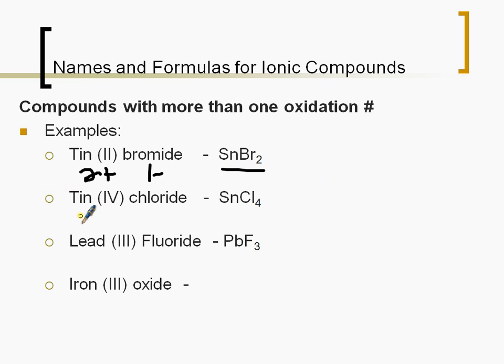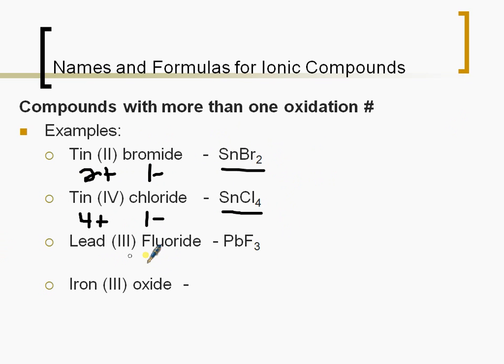This tin 4 has a 4 plus charge because that's the Roman numeral. It tells me the charge on the metal. Chlorine is always going to be a minus 1. I need 4 chlorines to balance out that 1 tin, so I write it as SnCl4. We do not write any Roman numerals when we balance out the compounds. We only use Roman numerals in the names.